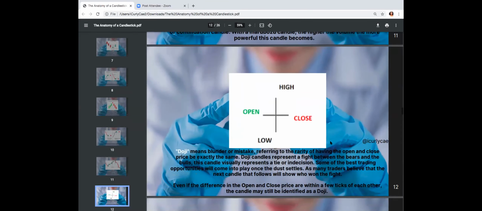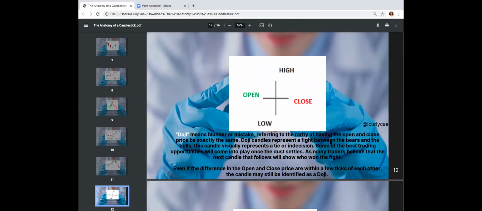All right. Now, this one is one to keep in your trading arsenal. If you see any type of doji candle, please, please pay attention, because 9 times out of 10, the candle that follows a doji candle is going to show you who won the fight between the bears and the bulls. So let me just explain.